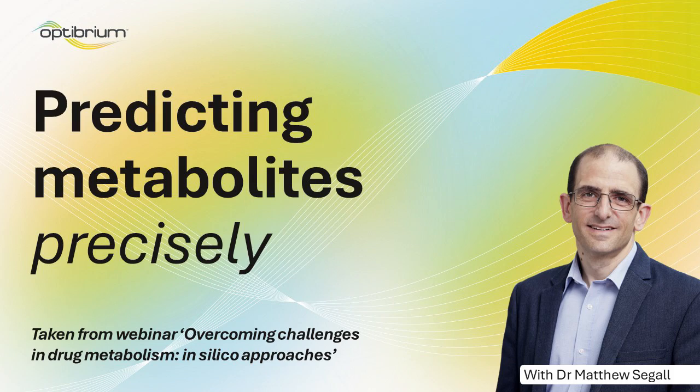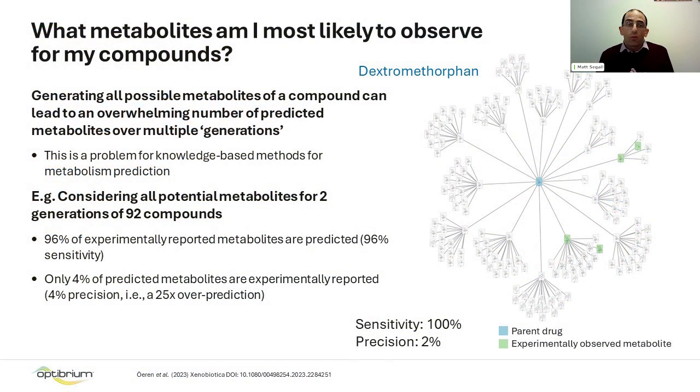And then we want to bring this all together and say, well, what metabolites are most likely to be generated by my compounds in vivo? Now, this is a really big challenge for in silico methods. If we generate all possible metabolites of a compound, which we can do, this can lead to an overwhelming number of predicted metabolites when we're considering multiple generations.